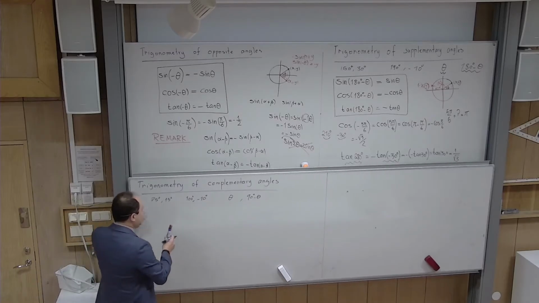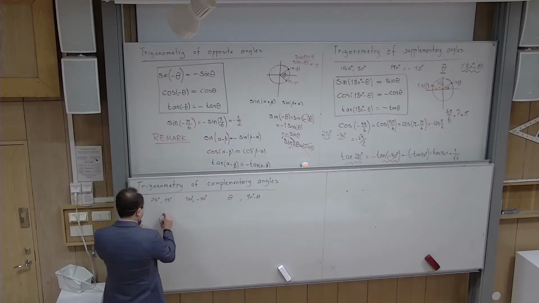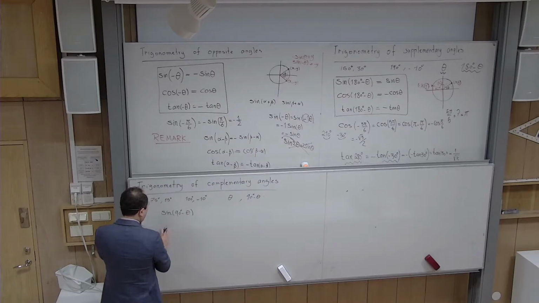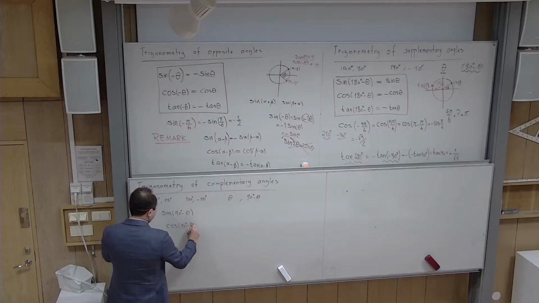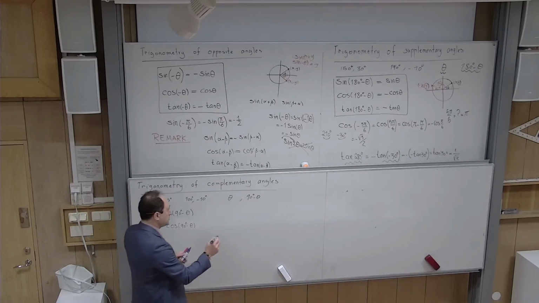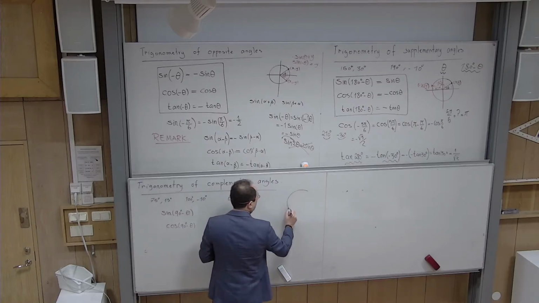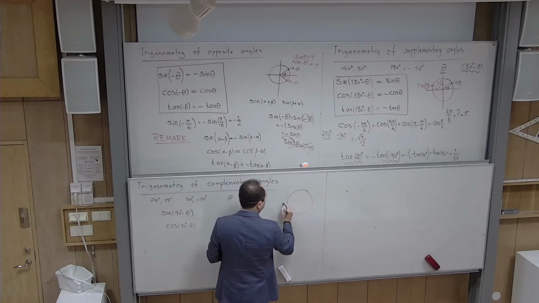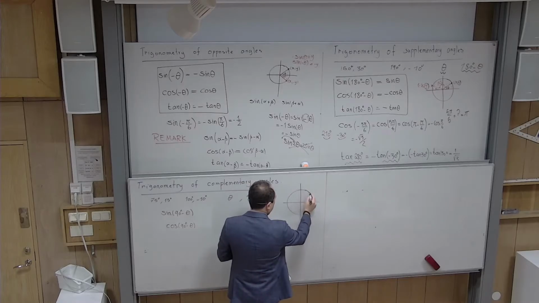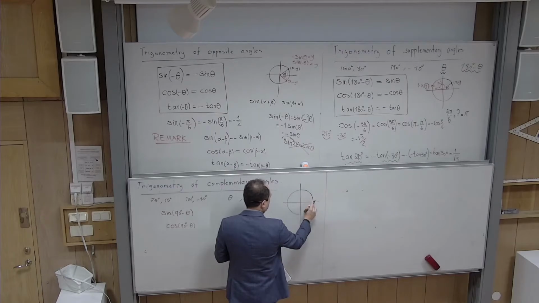So we want to discover what is the relation. What can I write for sine of 90 degrees minus theta? And what can I write for cosine of 90 degrees minus theta? So how should I answer this? Again, I have to do it using the unit circle. I have to be a little bit careful in drawing the pictures, so as to give you the right impression that what I'm trying to do is correct.